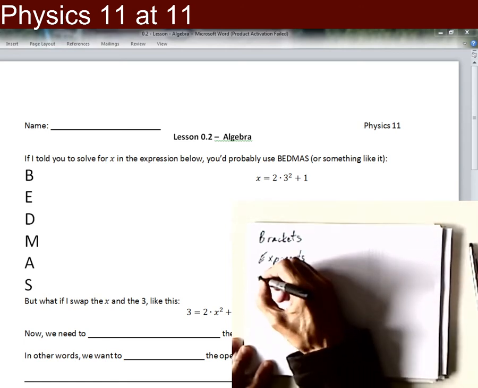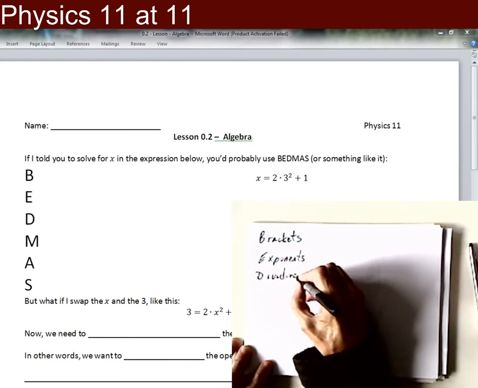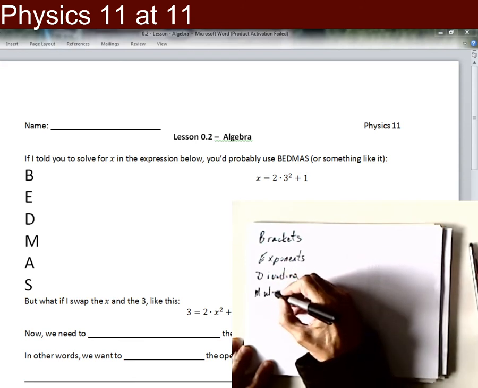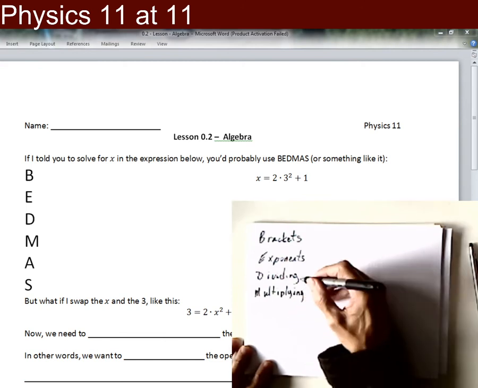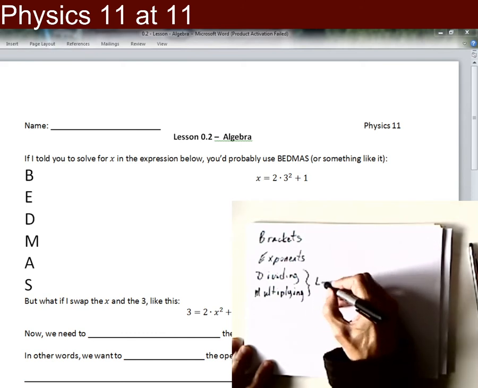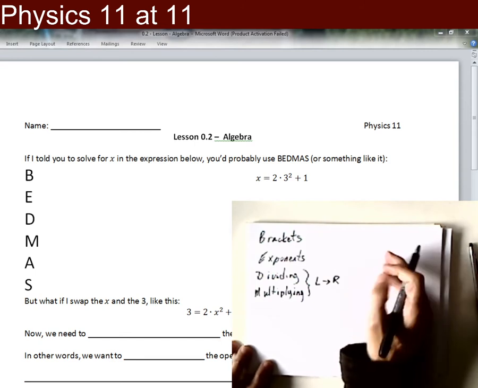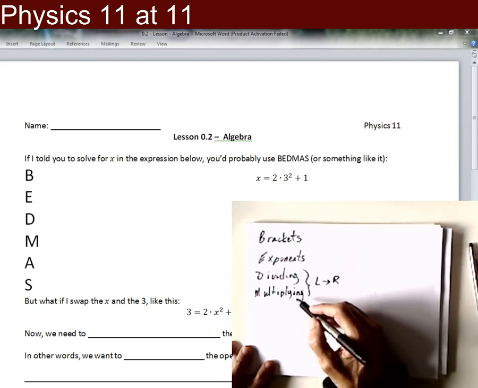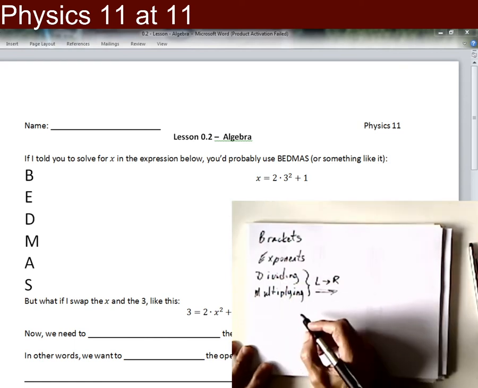Next, D, dividing, or division perhaps. M, multiplying, multiplication. Now with these, they actually count as the same. The important thing to do is to do them left to right. You do them in the order that you see them. You don't do dividing first and then multiplying. They both count as the same. Left to right for these guys.